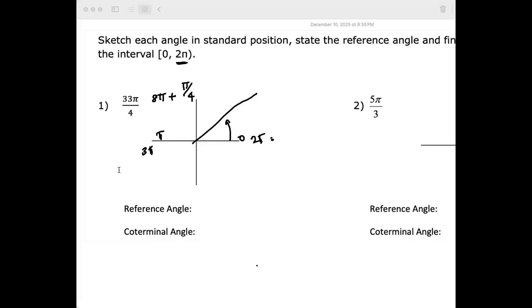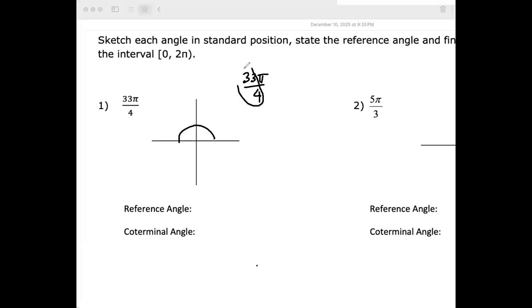I'm still a little confused. Okay, you're still a little confused, but you got it right. Let me explain once more. How about this? See, 33 pi by 4 can be written as, how many pi's are there? Pi means I'm making a half circle. That's what it means. Think of it that way. How many pi's are there in this 33 by 4?